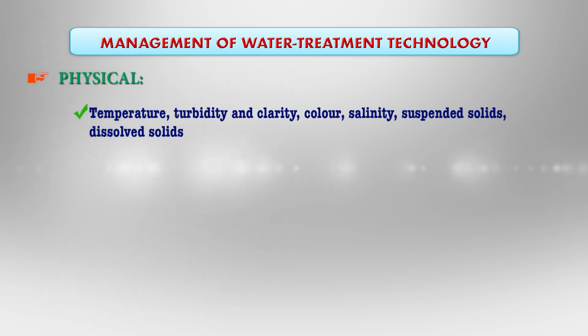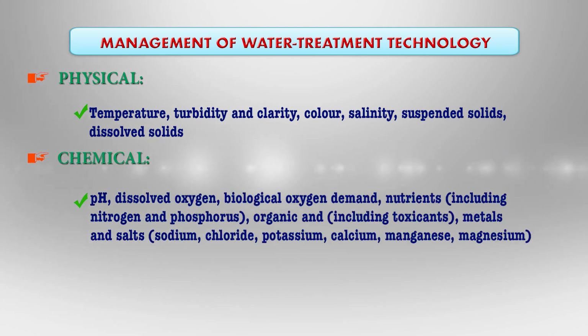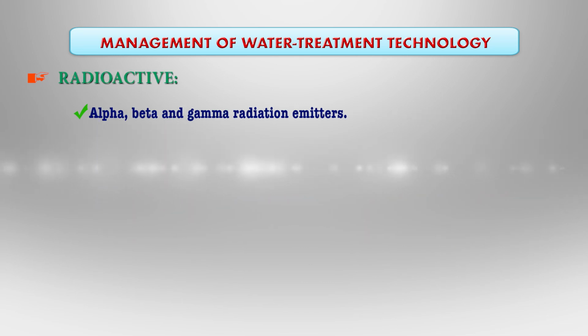dissolved solids. And if you look at the chemical indicators, normally we employ pH and dissolved oxygen (DO), and then biological oxygen demand, nutrients like nitrogen and phosphorus, and also organics, that may also include toxicants, metal toxicants, and some salts in the form of sodium or chloride, potassium, calcium, manganese. Not only that, the radioactive aspect we also see to indicate water quality, that is alpha, beta and then gamma radiation emitters. So treatment is required for wastewaters or sewage waters.